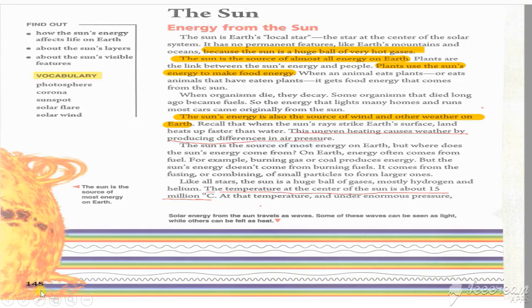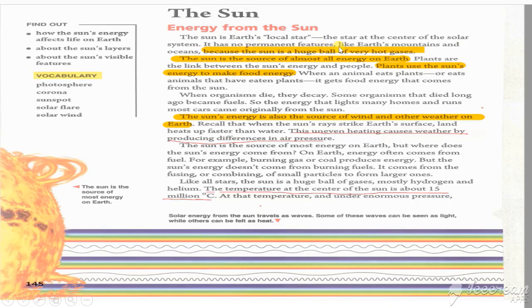Okay, my students, please open your book, page 145, Unit 4, Chapter 1, Lesson 1. If you remember, I talked about this subject before in class, the sun. Energy from the sun. The sun is Earth's local star, the star at the center of the solar system. It has no permanent features.